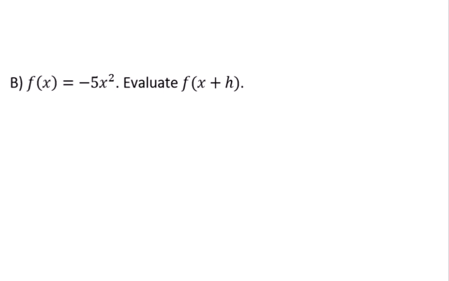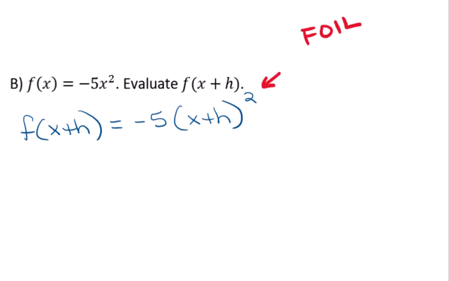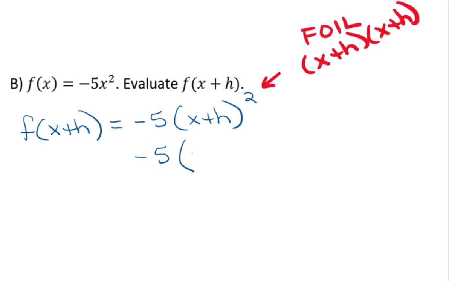Now for B, we have f of x equals negative 5x squared, and we want to evaluate at f of x plus h. So that means we're plugging in an entire binomial for that x squared. So f of x plus h equals negative 5 times the entire quantity x plus h squared. Remember that when we have a binomial squared, we would do what a lot of people call FOIL, but basically you distribute x plus h times x plus h, and that is where we would get that negative 5 times x squared plus 2xh plus h squared.